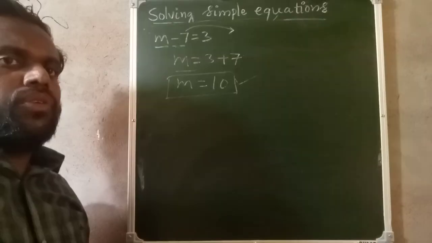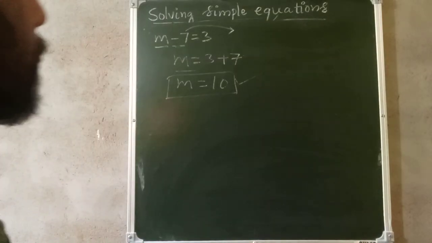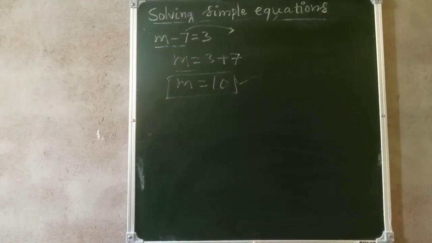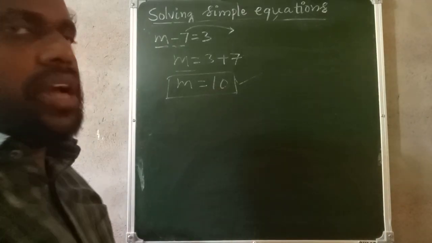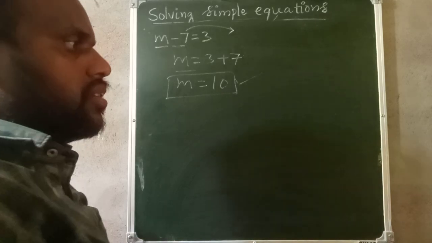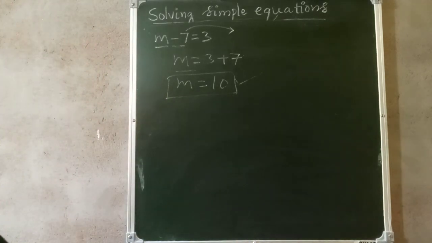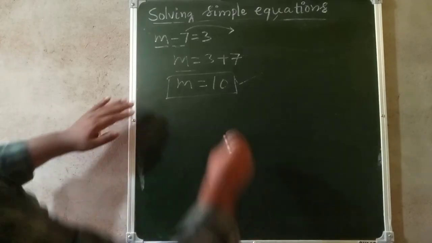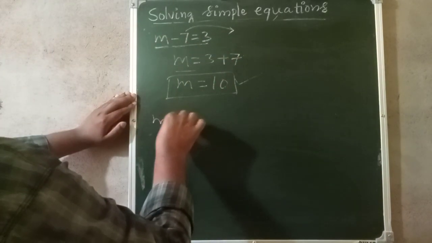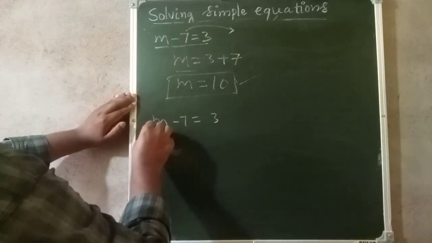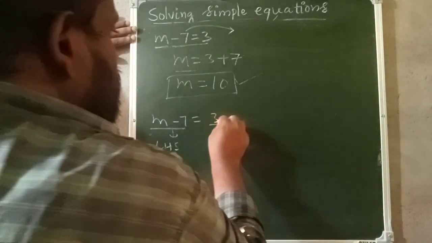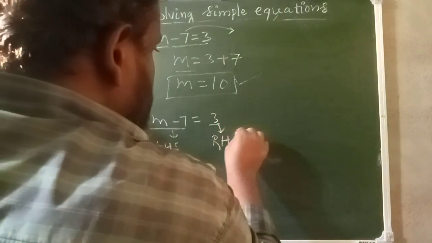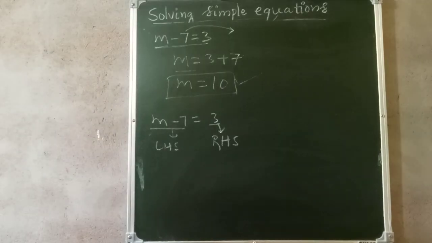Now we will check whether this answer is correct or not. To check whether the answer is correct or not, see where m is present. I will write this equation once again here: m minus 7 is equal to 3. This is the LHS, left hand side. This is the RHS, right hand side.